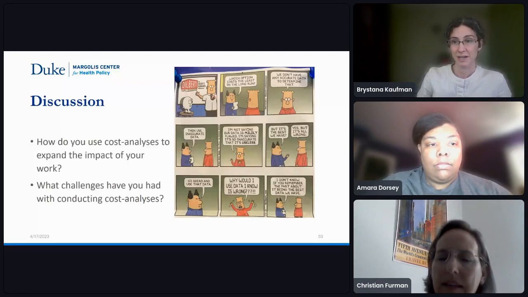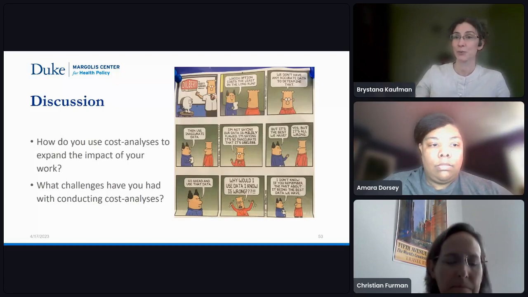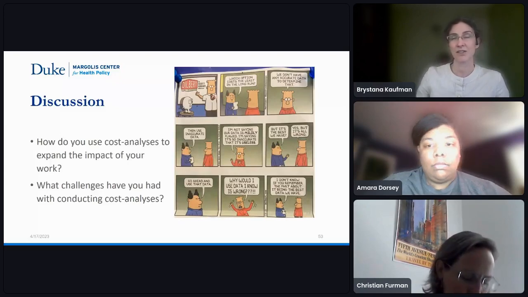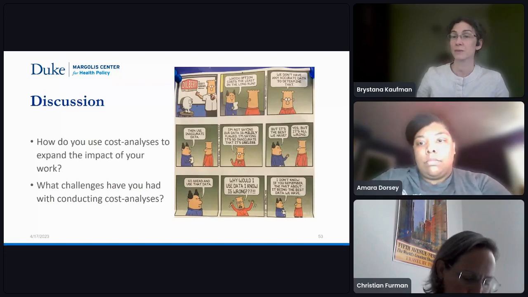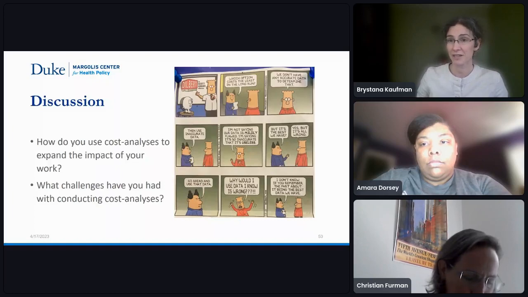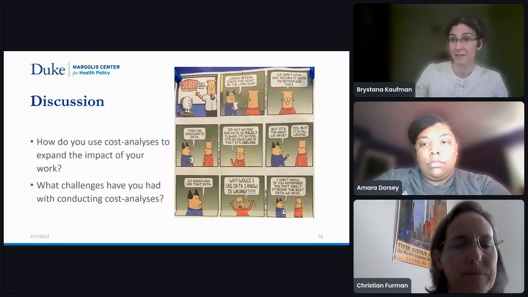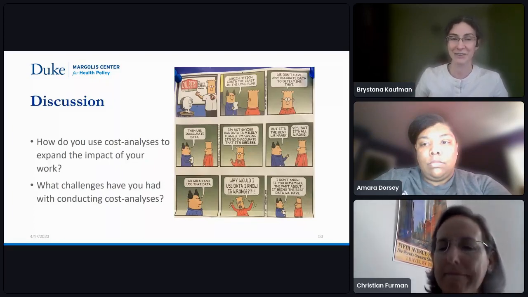So the willingness to pay thresholds are exactly what the title says. How much would we as a society be willing to pay for an additional quality adjusted life year? And that can vary a lot between different countries and even within countries for different contexts. And it's somewhat related to your GDP. So countries with a higher GDP will typically have a higher willingness to pay because they can afford higher value for healthcare.